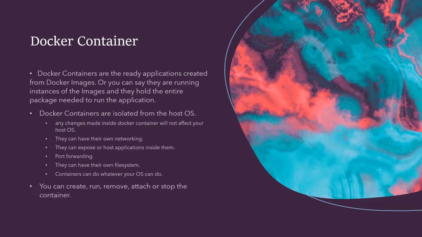Docker containers are also isolated from the host operating system, which means any change you make inside the container will not affect your host operating system. Not only are Docker containers isolated from the host operating system, Docker containers can also deploy applications inside of them, can also have their own file system, and can do whatever your host operating system can do.